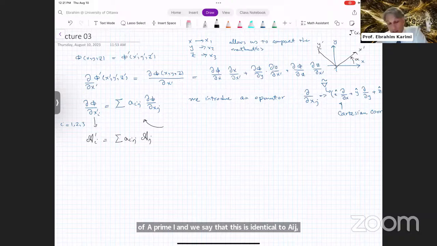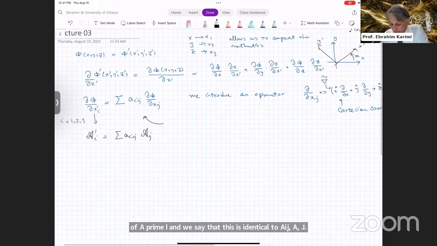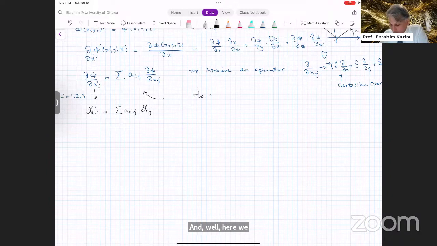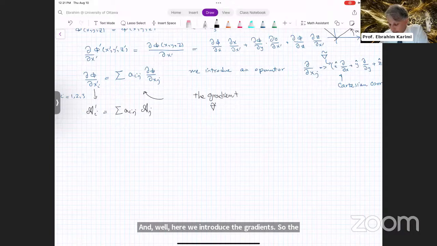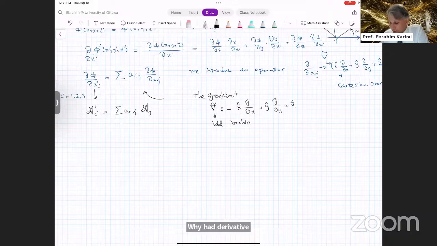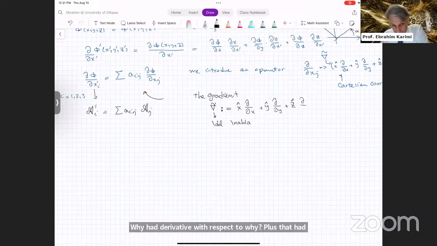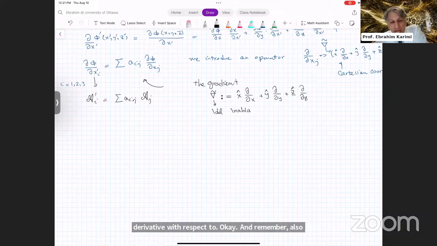And well, here we introduce the gradient. So the gradient, which is nabla, as I say, you can call it del, or you can call it nabla. The definition that we use for this in Cartesian coordinates is x hat derivative with respect to x, plus y hat derivative with respect to y, plus z hat derivative with respect to z. And remember, gradient can also be defined in n-dimensional space.